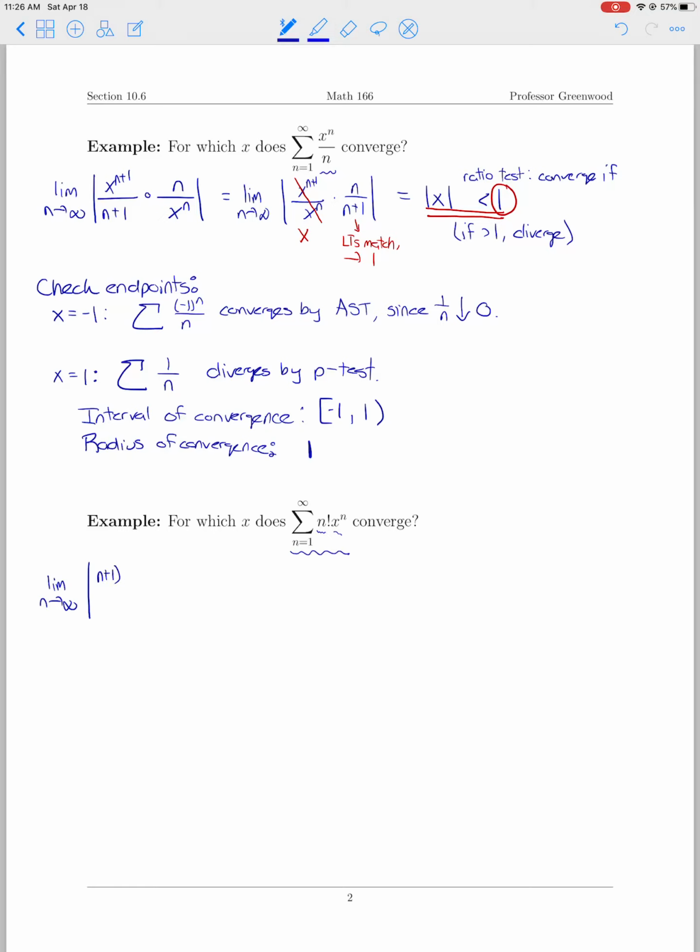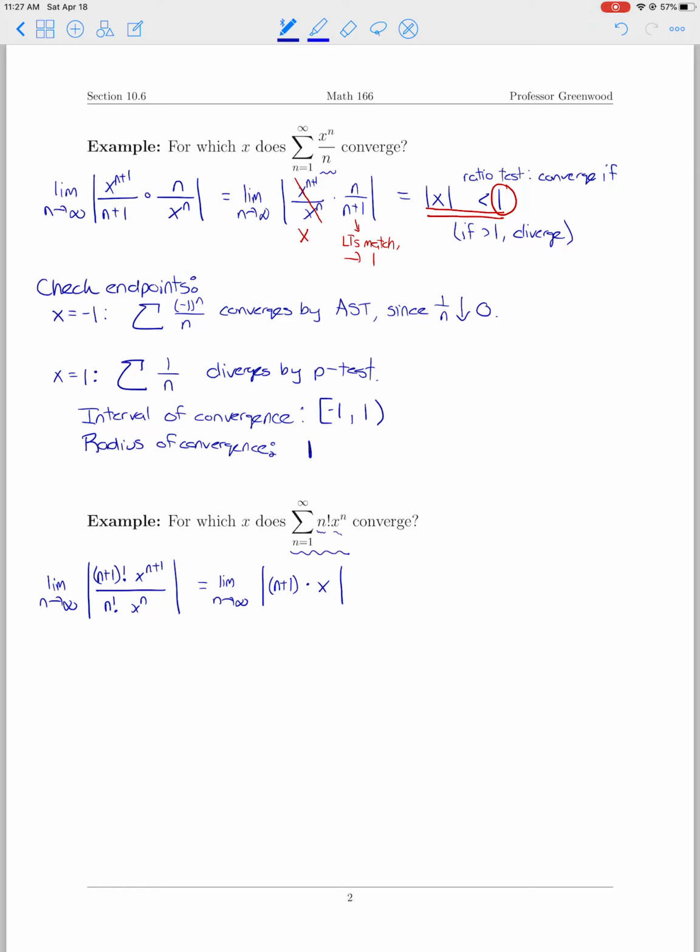And so we'll have (n plus 1) factorial times x to the n plus 1 divided by n factorial times x to the n. And so in this one, there's no rewriting to be done. Things are already next to their appropriate terms. And so the (n plus 1) factorial over n factorial, that'll just simplify to an n plus 1 because everything else in the (n plus 1) factorial just cancels. And then the x to the n plus 1 divided by x to the n, that just simplifies to x.